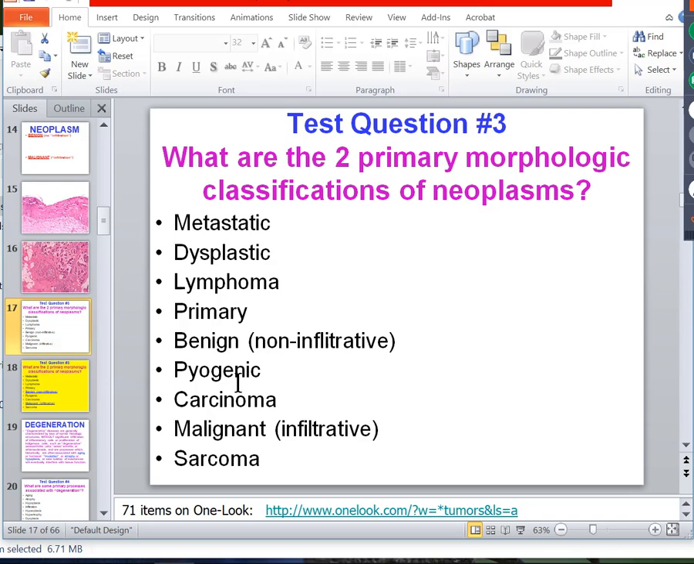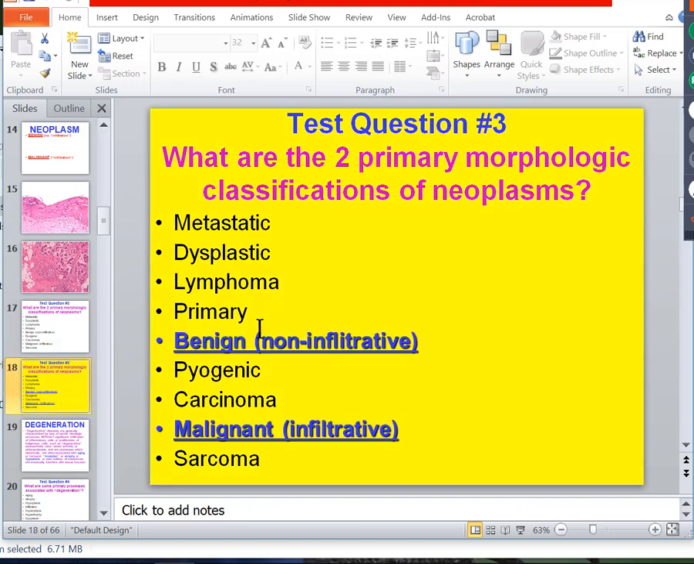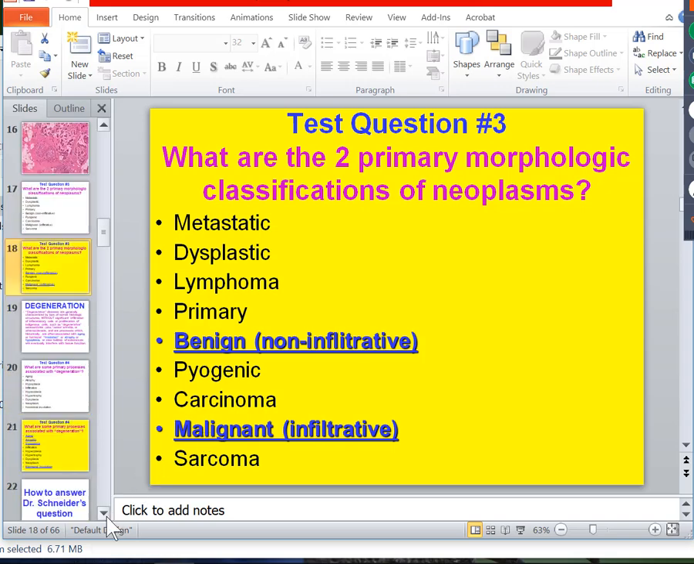So once again, here's your next test question, and I know you're going to get it right. It's going to be, what are the two primary morphologic classifications of neoplasms? Bingo. You know which two you're going to pick out. Benign, which is non-infiltrative, and malignant, which is infiltrative.